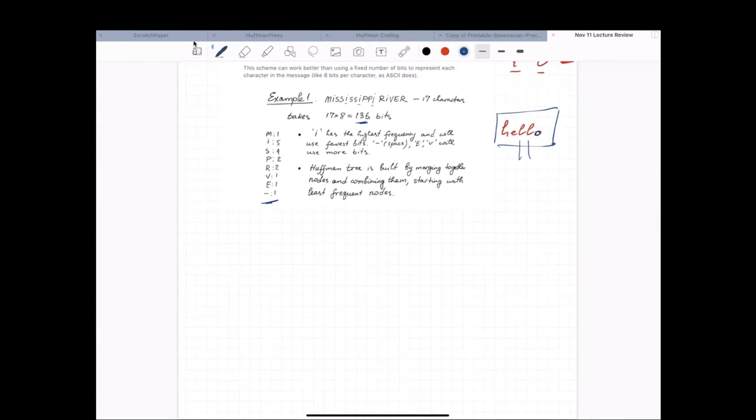You start from the leaves. This stands for space, and I'm going to say that space occurs one time. This is going to be my node. I'm going to have another node that consists of one character, that is E, which occurs one time. That's another node in my tree. V occurs one time. That's another node.